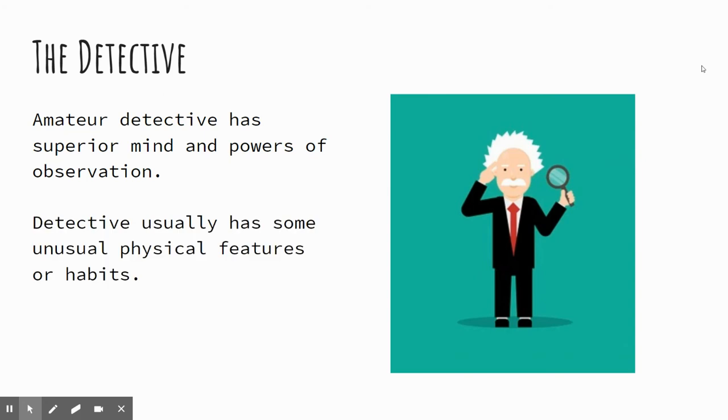A lot of times, the detective has some unusual features or habits. Dupin lived in the dark. He boarded up his room, so that everything was black as night all the time. Sherlock Holmes was very, very tall, skinny, with that big hook nose. Hercule Poirot is a short man with a large egg-shaped head that seems too big for his body. That's the traditional detective story, all right? And that's the detective.